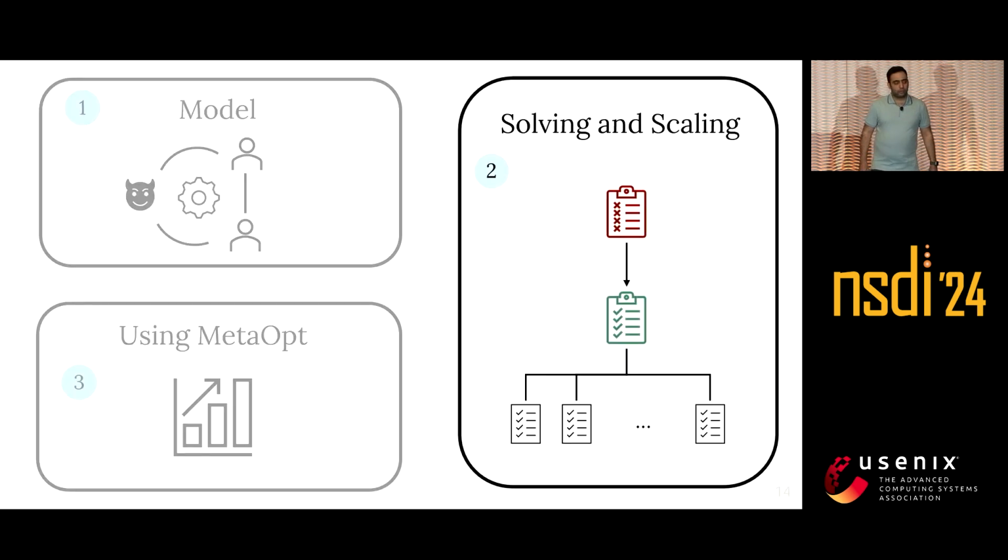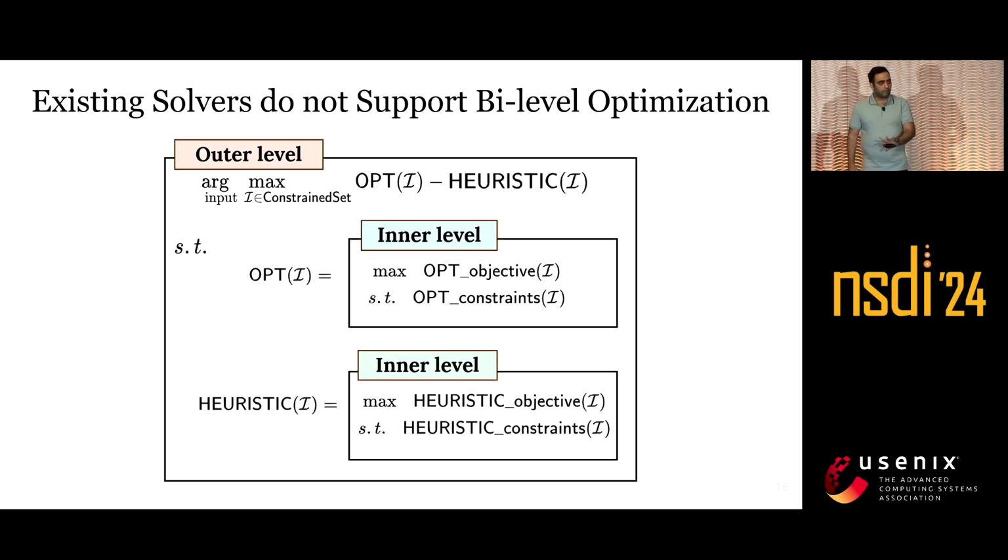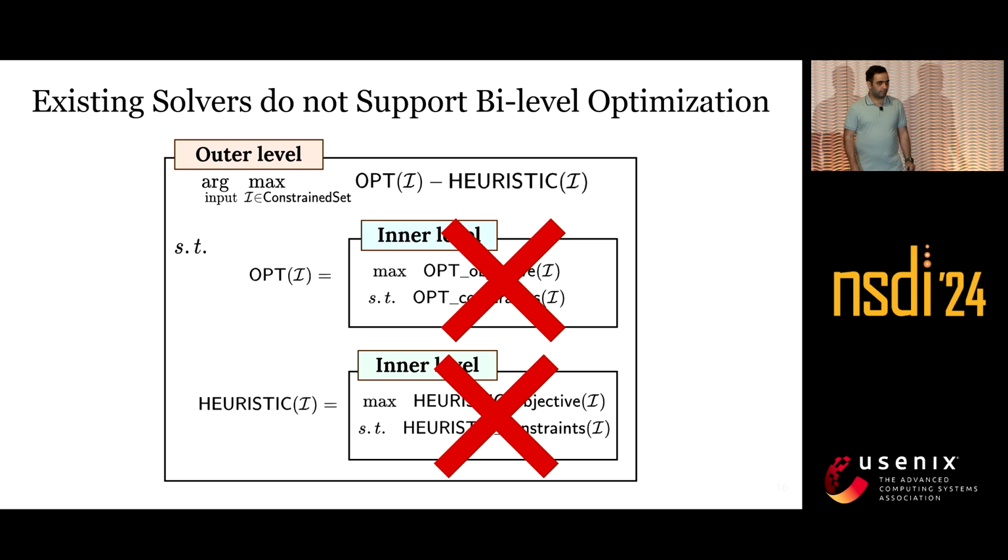So far, I told you that we can model MetaOpt as a game and as a bi-level optimization. Now let's talk about how we can solve this model and scale it to larger problems. We looked at many different solvers, Gurobi, Z3, and we quickly found that these do not directly support this type of bi-level optimization. The issue is with these inner levels that make the problem very challenging. So we need to translate this optimization into some form that solvers can support. In other words, we need to somehow remove these inner levels.